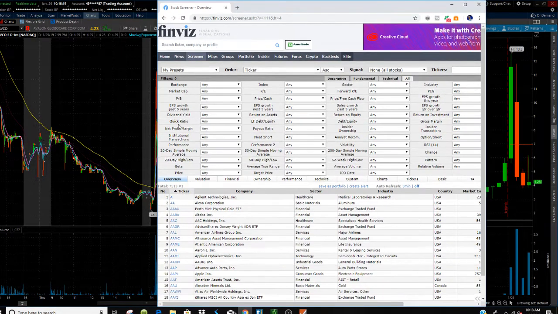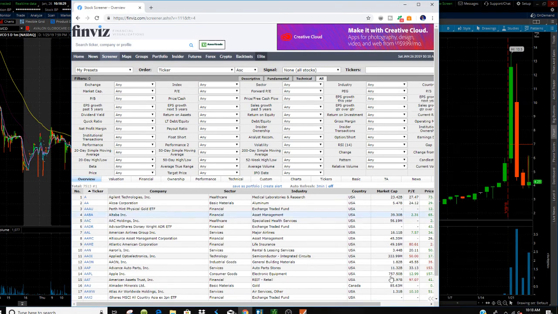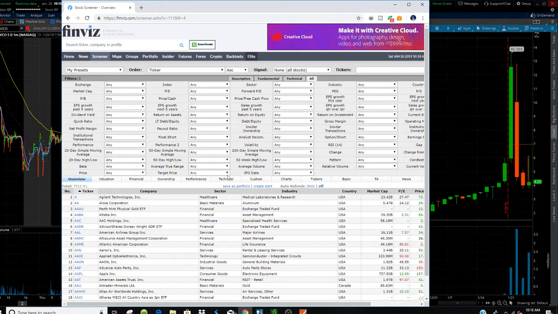Finviz is a stock scanner and a stock screener, so it filters out stocks that meet your criteria if you can't afford a more expensive stock scanner like Trade Ideas or any other more expensive stock scanners. This one is 100% free, so you don't have to worry about paying for it because they can get pricey, guys. So the first thing that I would recommend doing is changing the price.